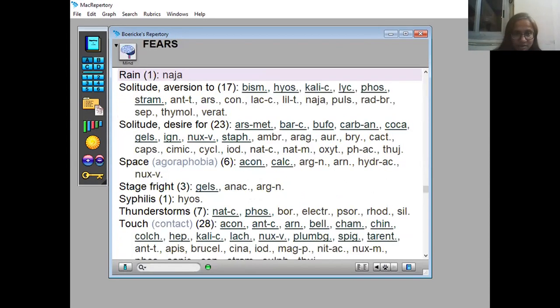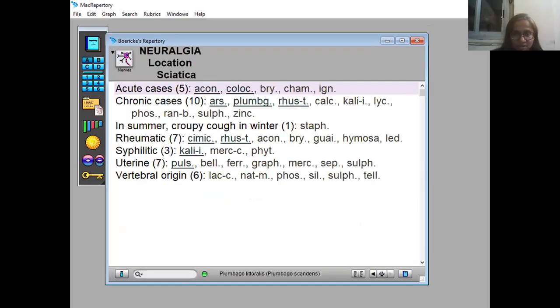Carboanimalis. Then in the mind chapter, fears, rain. We all know that nausea, fear, rain a lot, but this is a single remedy rubric. Then in the nerves chapter, neuralgia, location, sciatica, acute cases. I'm telling you, I've used this rubric in many of my cases where I don't have any clue, and I know that this is sciatica, this is a very acute pain, patient needs immediate relief. I would go and use one of these remedies, whichever I feel is closer to the patient.